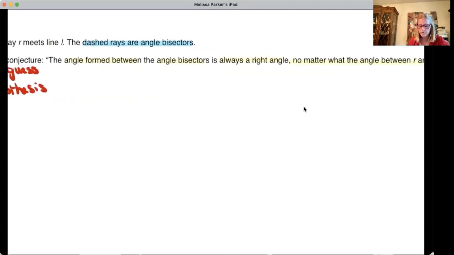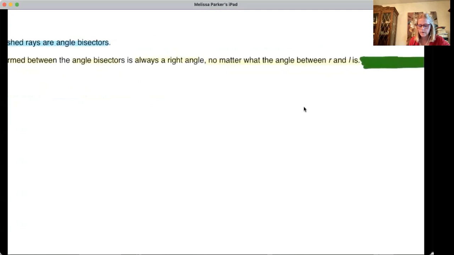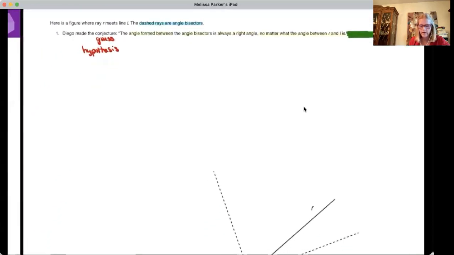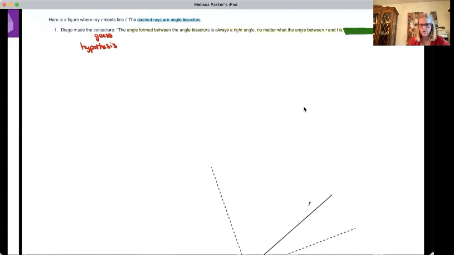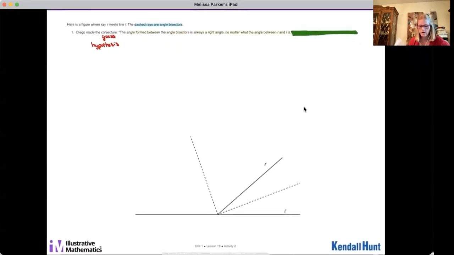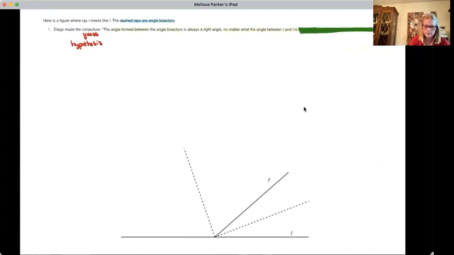The angle formed between the angle bisectors is always a right angle, no matter what the angle between R and L is. Okay, so let's look at this diagram. So we have given information in the wording at the top. We have given information in the diagram below as well. So we want to use that given information to mark our diagram. That's always going to enable us to solve these geometric problems, okay?